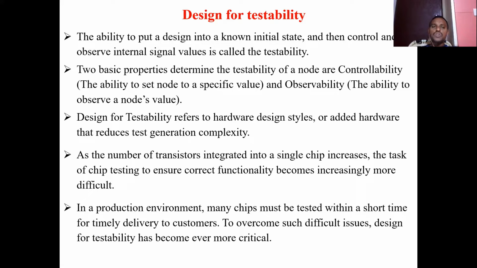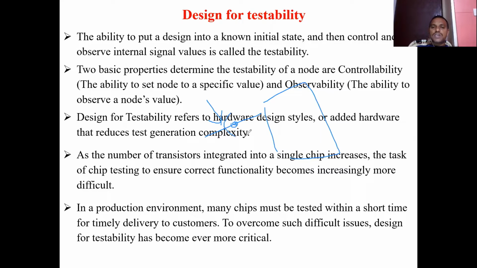This is called observability. So here we have two basic properties to determine the testability of a node. Controllability is the ability to set a node to a specific value. That means if you consider a circuit, we have different nodes. We can apply the inputs at different input nodes. Suppose this is the circuit, and this is one node here. At this point I am applying my input values.